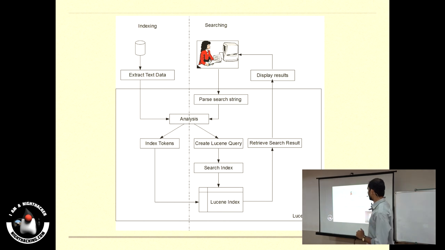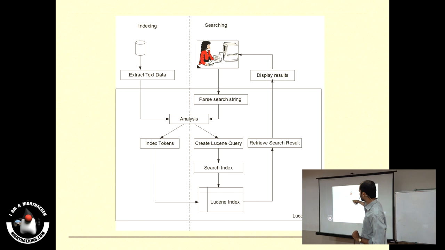And this is how the high-level picture is. Hopefully, it's readable, right? There are basically two things happening. First, the data is getting indexed, and at the same time, people will be searching on the indexed data.